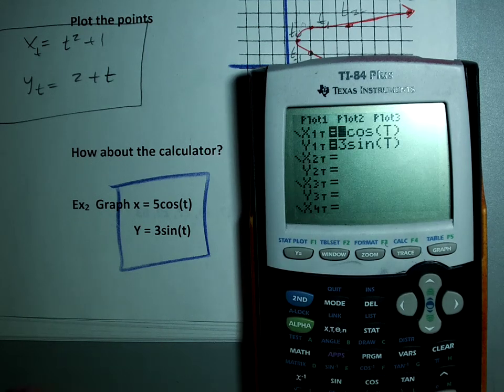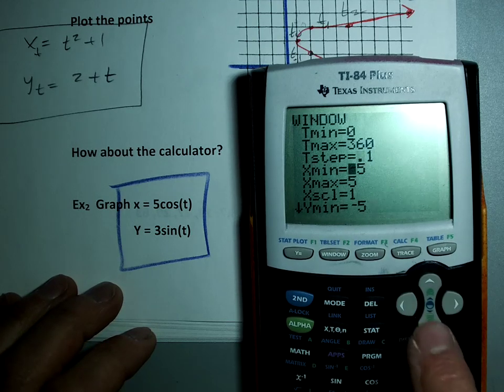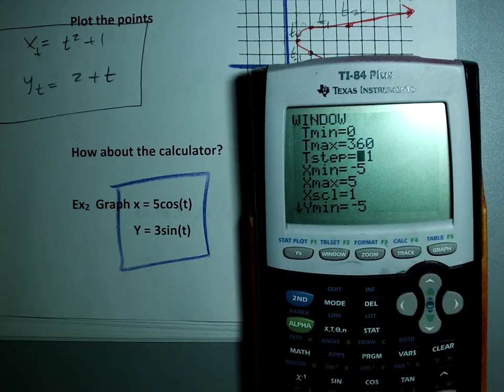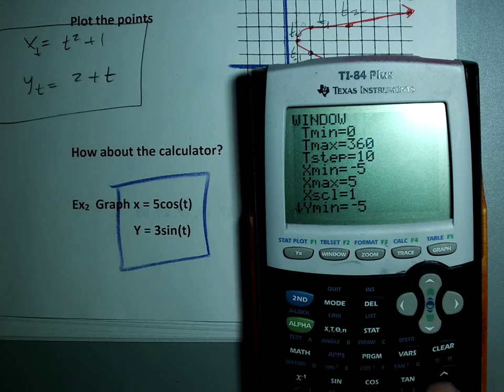I'm done. Okay, now if I go to window, we want to see something different. If I change the step to 10, it's going to graph every 10 degrees. So it won't look as circular, but graph. Okay, it goes a lot faster, right? See how much faster that went? Okay, watch this. What if I went every 90 degrees? How's it going to look if I put 90?